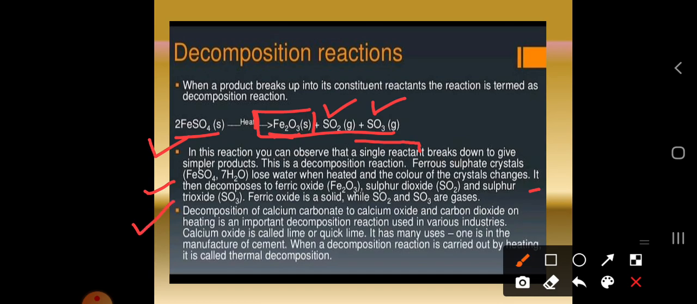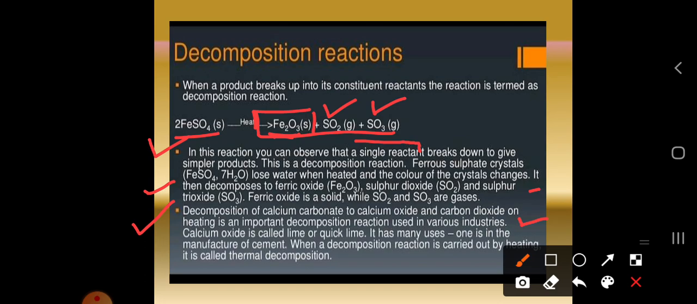Next example of decomposition: calcium carbonate to calcium oxide and carbon dioxide on heating is an important decomposition reaction used in various industries. Where are we using this decomposition reaction? In industries, it has lots of applications. So the decomposition reaction is also very important, because it has a large application in industry.